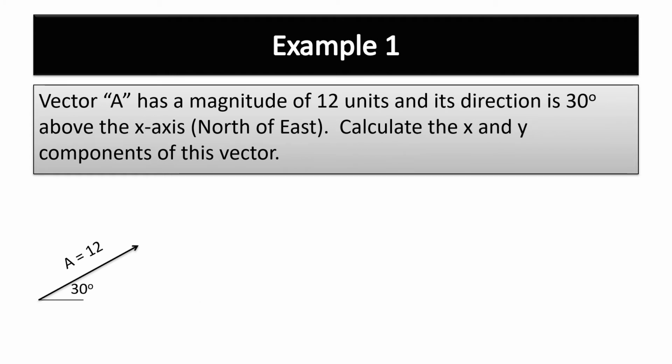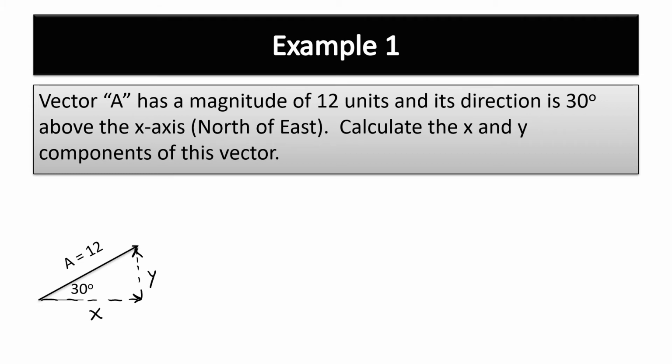It says vector A has a magnitude of 12 units and its direction is 30 degrees above the x-axis. So that's right here, or north of east. Calculate the x and y components of this vector. The first thing you always do in physics is you draw a picture. So let's draw the x-axis and the y. So we have the x component here and the y component here.